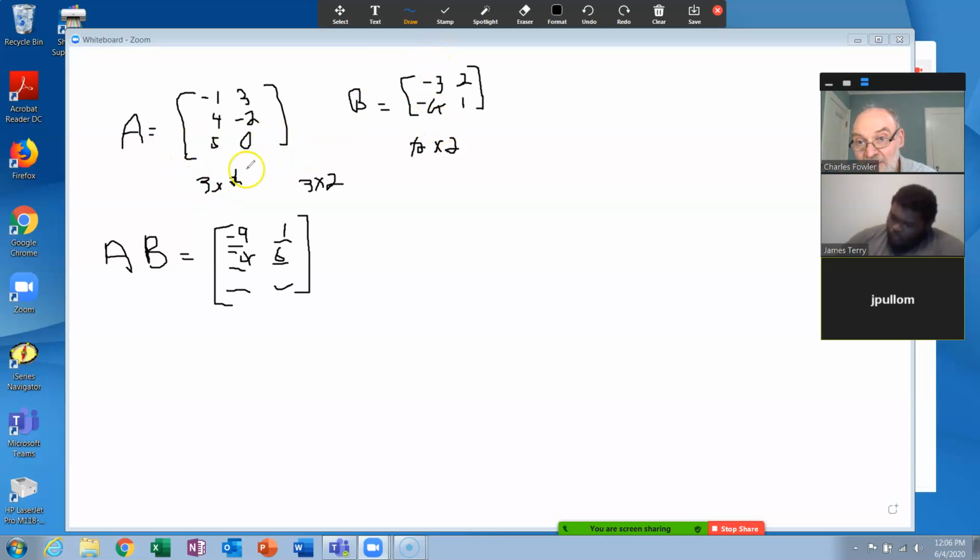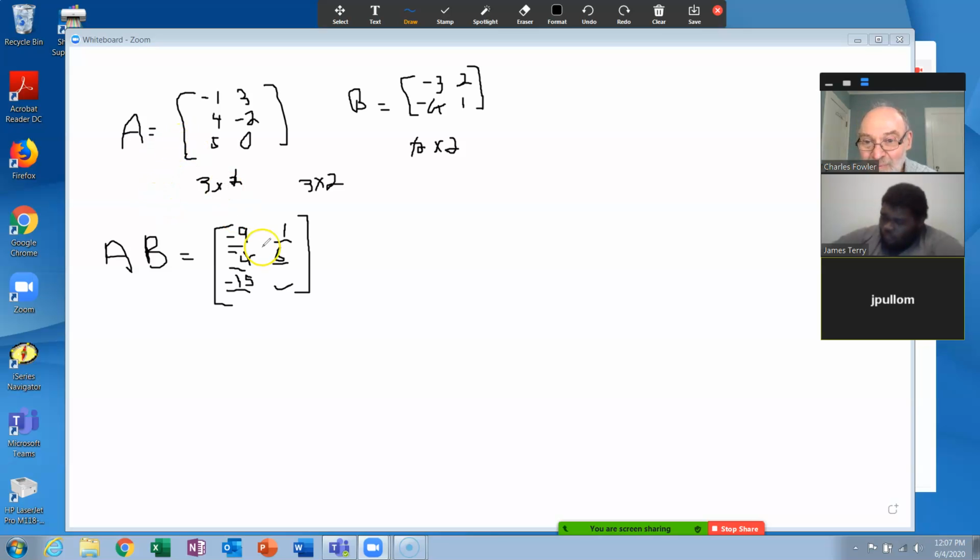Okay, this address down here, third row, first column, you do the third row of A times the first column of B. 5 times -3? -15. Plus 0 times -4? 0. So that would be a -15, right? Like I said, lots and lots of simple operations, but lots of places to make a silly mistake. Okay?